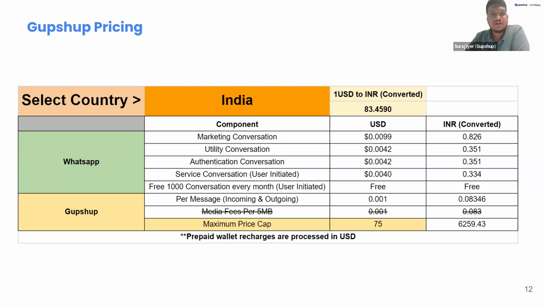However, Gupshup will charge you for every message that you send. So if there were 4 messages sent in 24 hours, Meta will only charge you one quantity for a marketing conversation, but Gupshup will charge you 4 quantities for messages. Cool. Talking about the maximum price cap, this is a benefit.